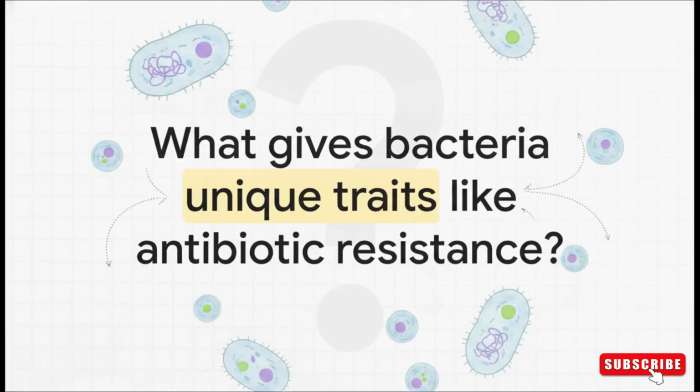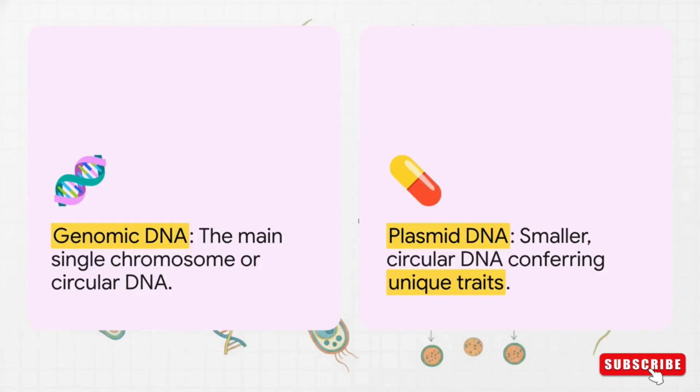Now, this brings up a really cool question. If their main DNA is just this naked, tangled loop, what gives some bacteria unique survival traits? Like, say, the ability to resist antibiotics? The secret is extrachromosomal DNA. See, bacteria have their main genomic DNA, which is usually just a single circular chromosome. But lots of them also have these tiny extrachromosomal pieces of DNA floating around called plasmids. These plasmids are essentially biological cheat codes. They give the bacteria unique phenotypic traits, like that antibiotic resistance we just mentioned. They're actually so handy that scientists even use plasmids in the lab to monitor how bacteria take in foreign DNA.